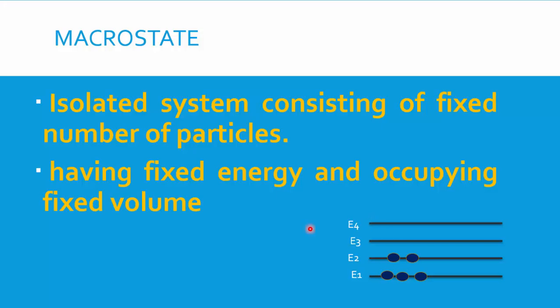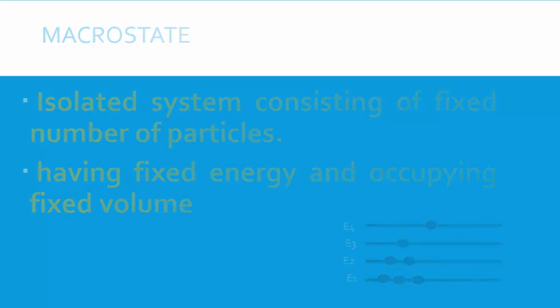you consider a container containing many particles, and you distribute these particles into energy levels, and let us say that out of these, 3 particles lie in energy level E1, 2 particles in energy level E2, 1 particle in energy level E3 and 1 in E4. So you have the total number of particles fixed, the total number of energy levels fixed, enclosed in a container having a volume V. So this information is called macrostate.